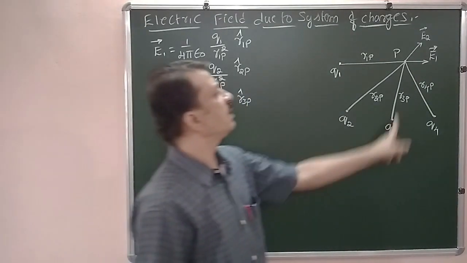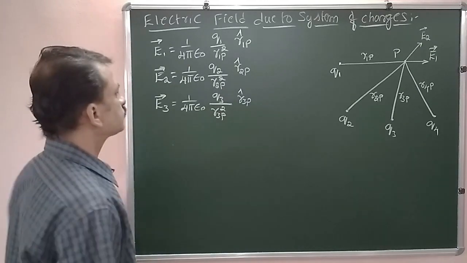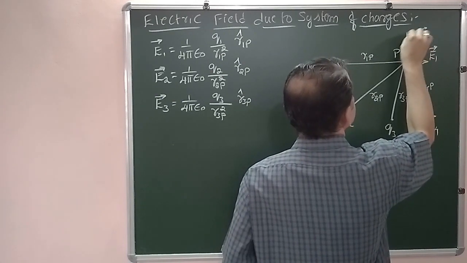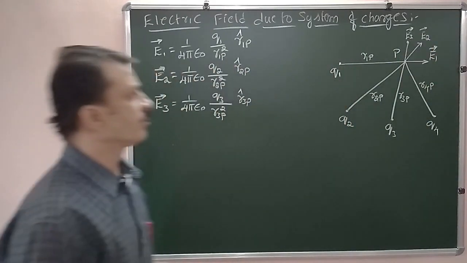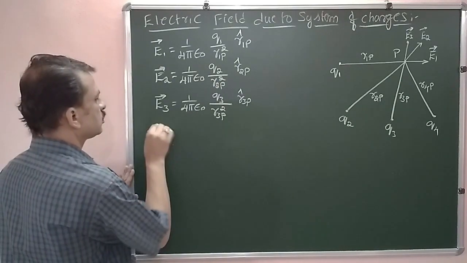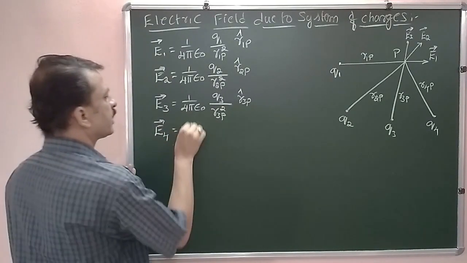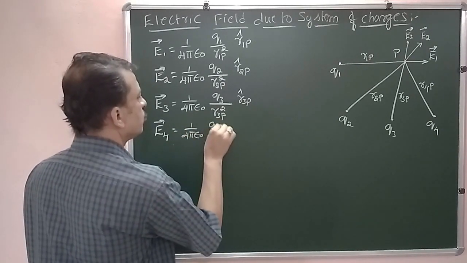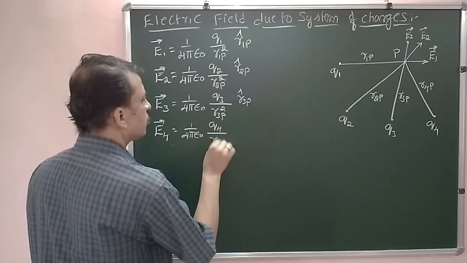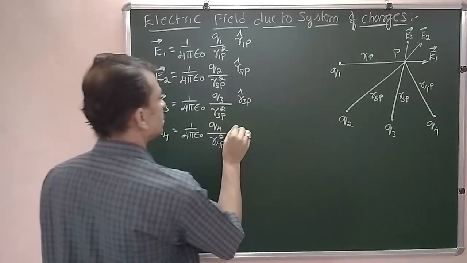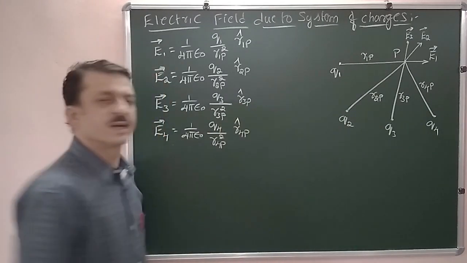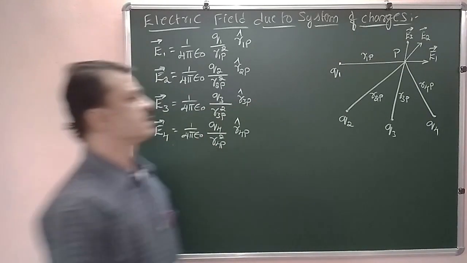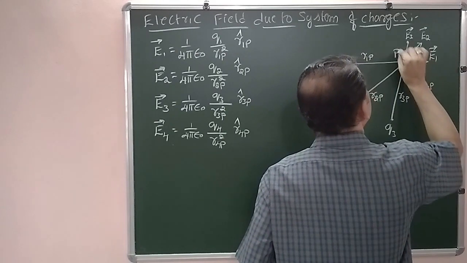R3P cap is a unit vector along the direction. What is its direction? It is away. That is E3. Similarly, for the fourth charge, the electric field is given by 1 divided by 4 pi epsilon naught Q4 divided by R4P square into R4P cap. That is the electric field due to the fourth charge, and its direction is once again as shown here. This is E4.